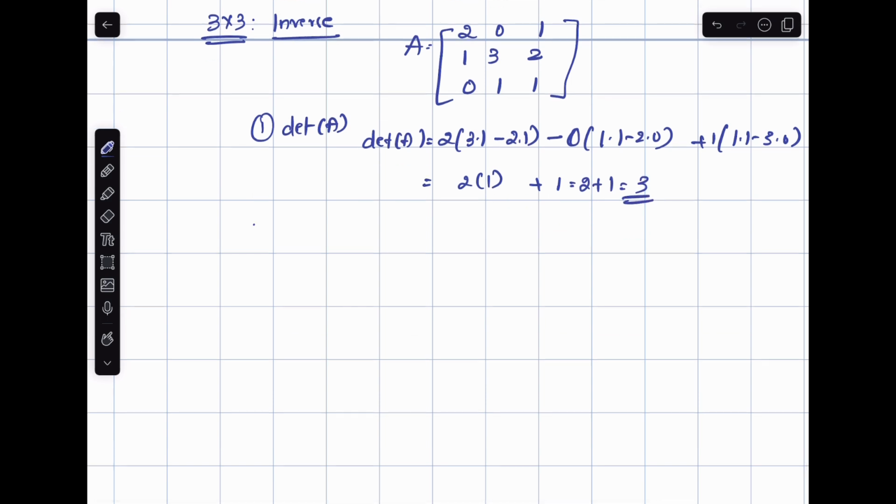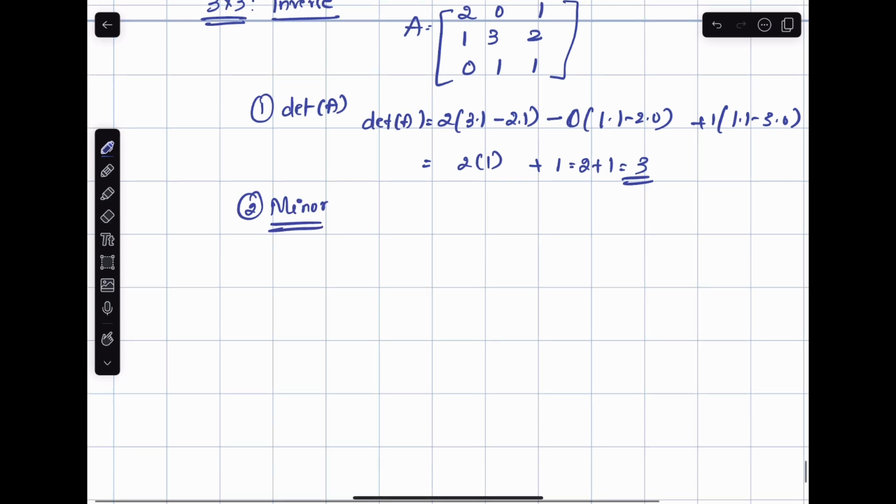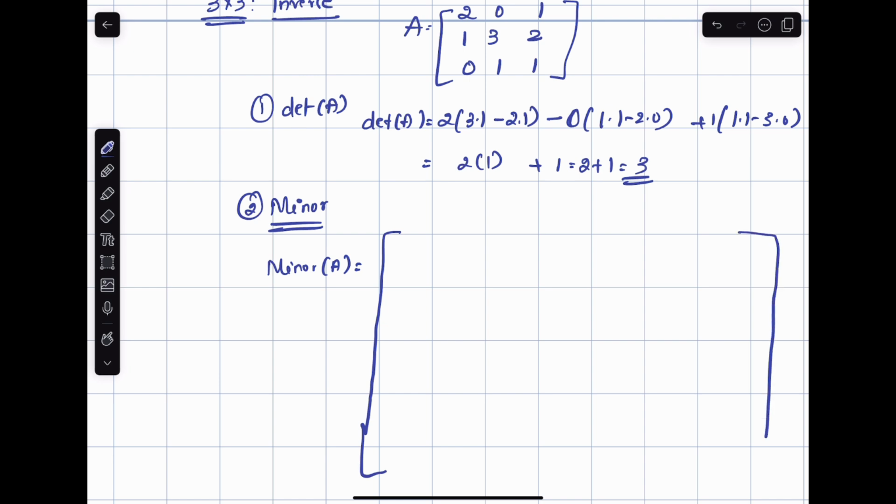Now the second step will be finding the minor. This is not there in the 2 cross 2 matrix. You have it exclusively for the 3 cross 3 or n cross n matrix. So what is the minor of A? So let me draw a very big matrix.